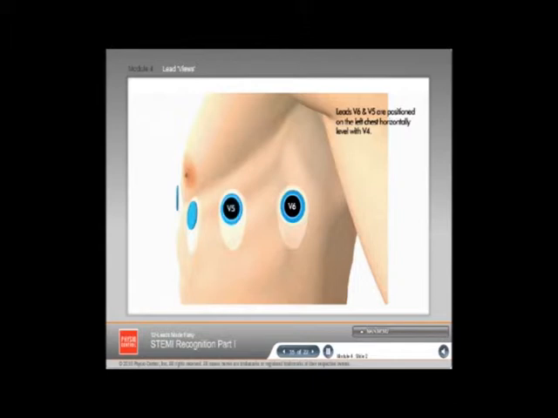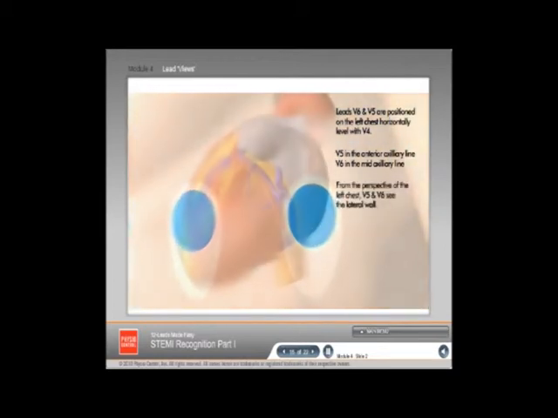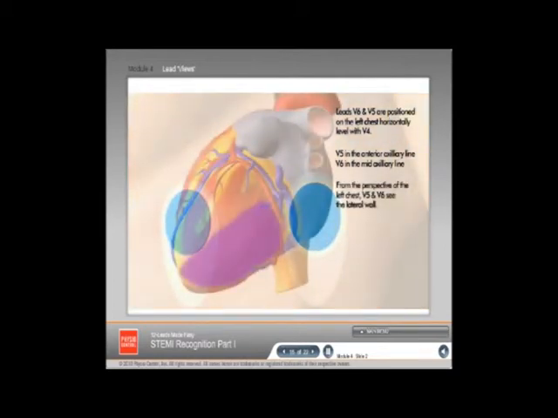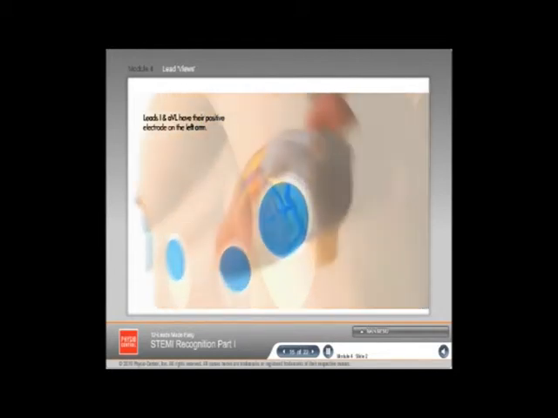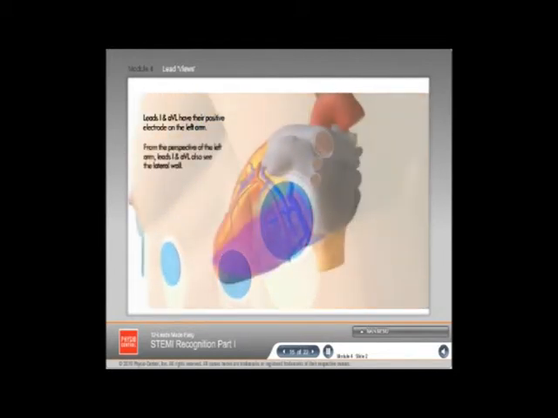V5 and V6 remain horizontally level with V4. V6 is placed in the mid-axillary line, while V5 goes in the anterior axillary line. From their perspective on the lateral wall of the left chest, V5 and V6 see the lateral wall of the left ventricle. Leads 1 and AVL share a common positive electrode placed on the left arm. From their location, they also see the lateral wall of the left ventricle.